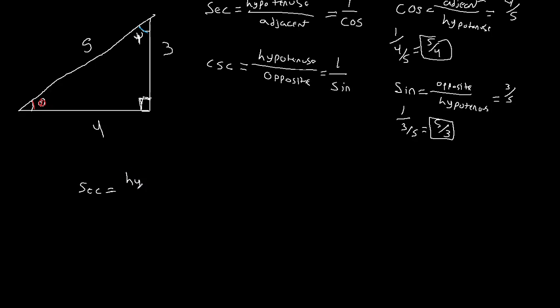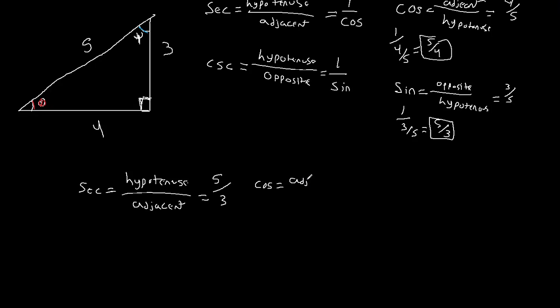Again, it's hypotenuse over adjacent, right? But now we're talking about phi, so it's going to be using a different set of angles. Hypotenuse is always going to be 5, so we have 5 here. But what side is adjacent to phi? The side adjacent to phi is the side that is touching phi, and the side touching phi is 3. So 5/3.